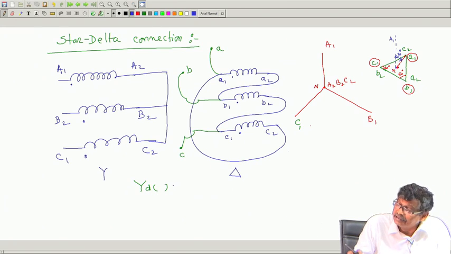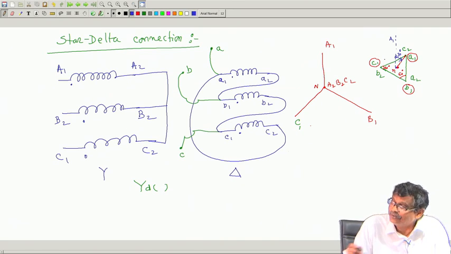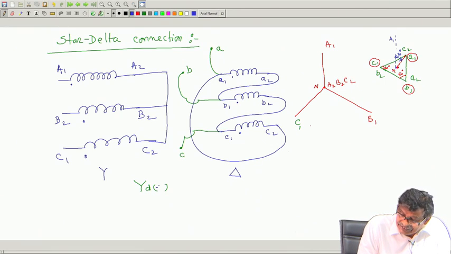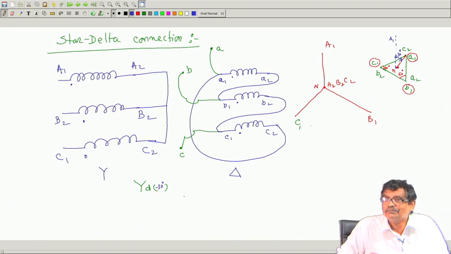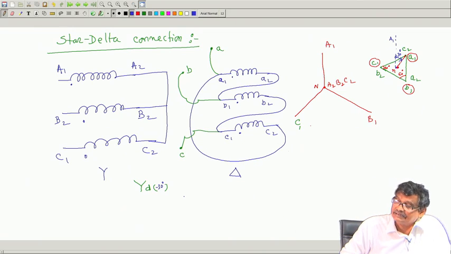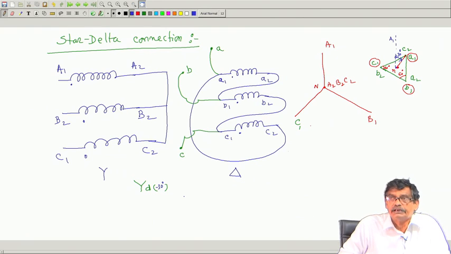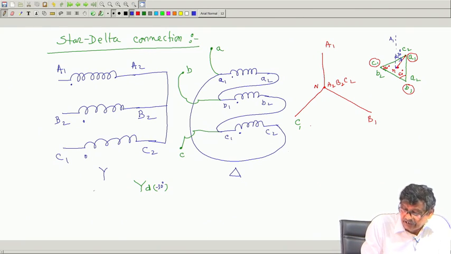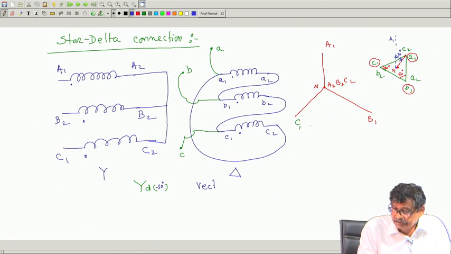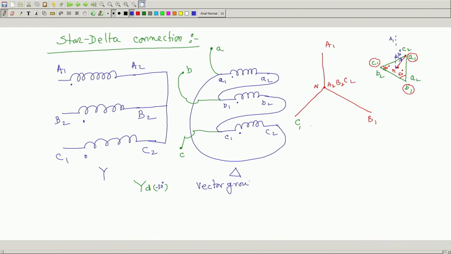So, I will be rather telling that this is YD and secondary voltage is lagging the primary voltage by 30 degree, so I could write YD minus 30. Got the point. Therefore, this is called the vector group of transformer connection, vector group of 3-phase transformers, this YD minus 30 degree.